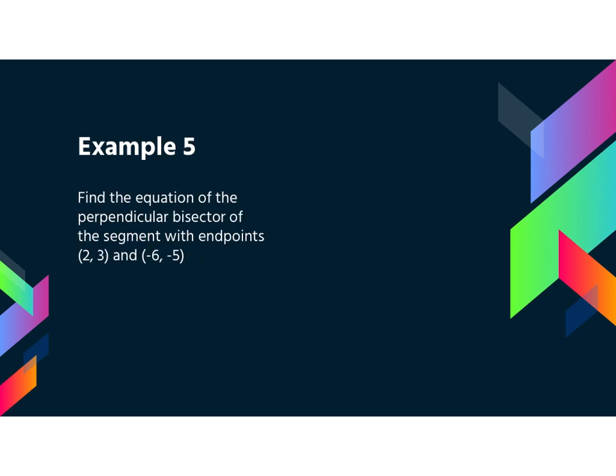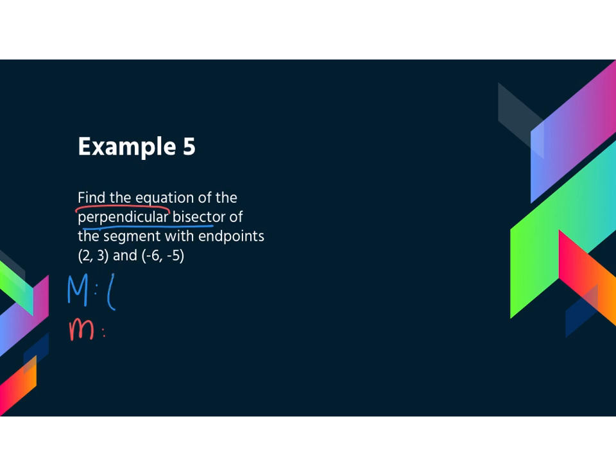Example 5. Find the equation of the perpendicular bisector of the segment with endpoints 2, 3, and -6, -5. So this time we're not given the slope, and we also need to realize that it's a perpendicular bisector. So it's going to cut the segment in half. So that means I need to find my midpoint again. Also, since it's perpendicular, I will need to find the slope of this segment and then use its opposite reciprocal for the new slope.